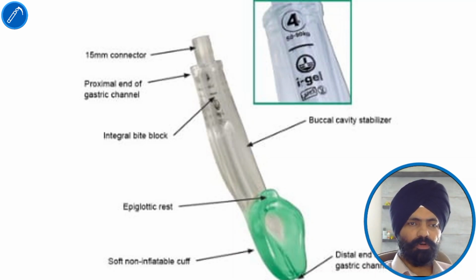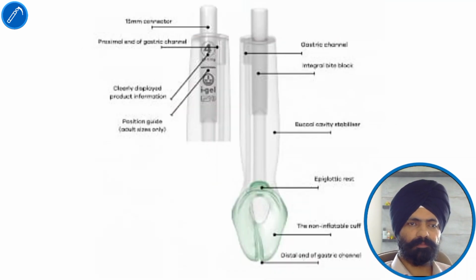And the most important thing of this iGel, which differentiates it from other LMAs, is that it has a soft non-inflatable cuff. Like in other LMAs you have seen, we have to inflate the cuff with a 20 ml or 30 ml syringe depending on the size. It is already pre-made according to the position of the iGel. It is already designed, so it is a non-inflatable cuff. And as I already told you, the distal end of the iGel is the gastric channel, through which we can pass the Ryle's tube, which directly goes into the esophagus.